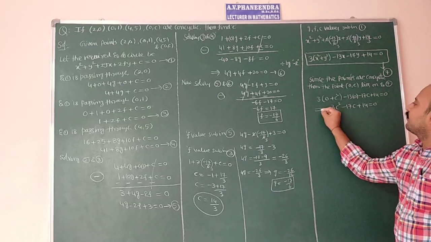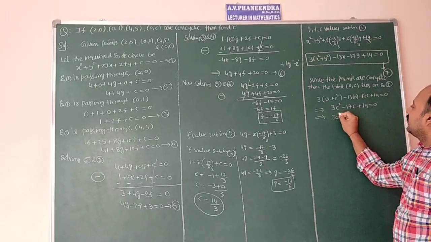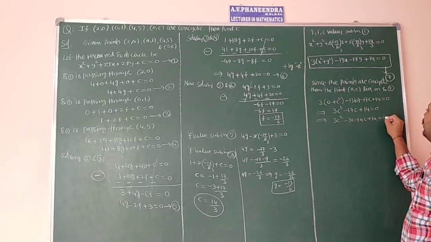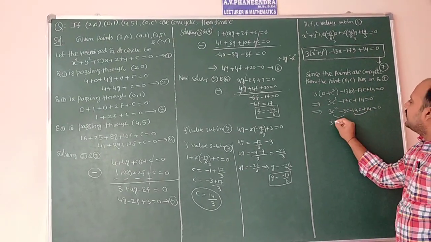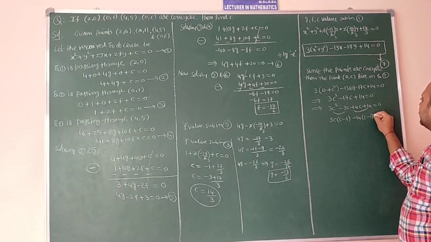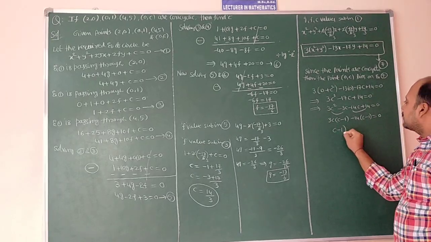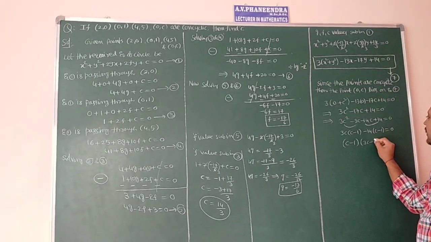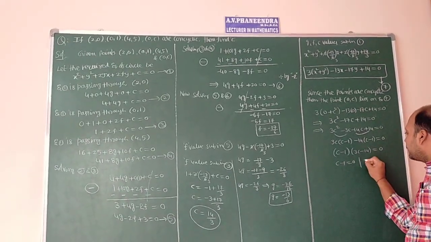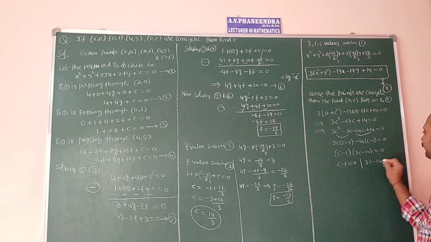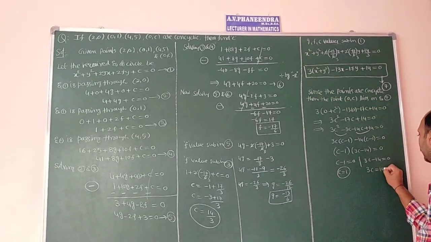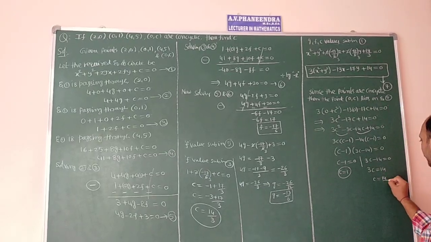Factorization we have to do here. So 3c square minus 3c minus 14c plus 14 equal to 0. From these two, 3c take common: c minus 1; minus 14 take common: c minus 1 equal to 0. C minus 1 take common from these two: 3c minus 14 equal to 0. C minus 1 equal to 0 and 3c minus 14 equal to 0. C is equal to 1 and c is equal to 14 by 3.